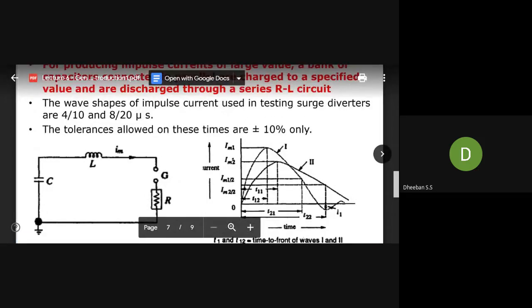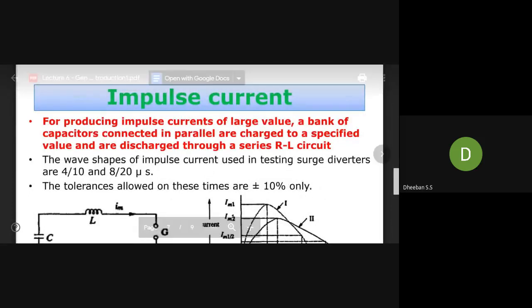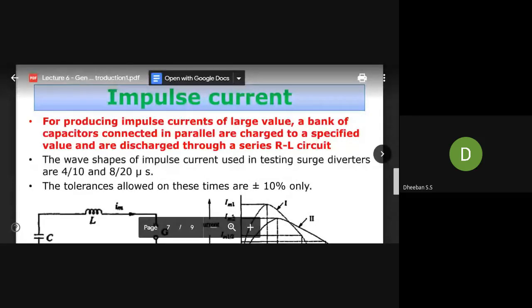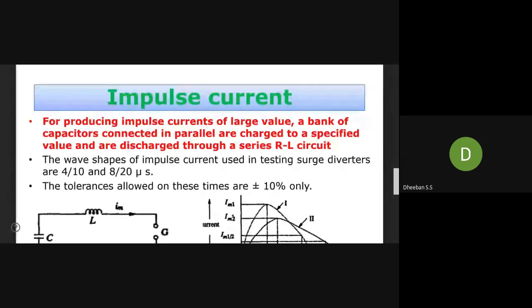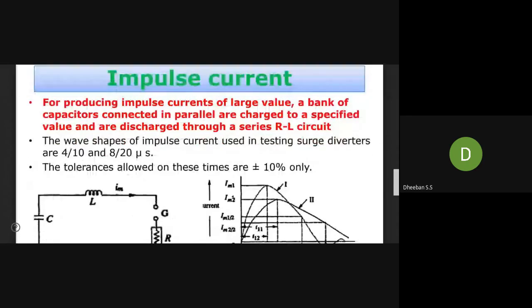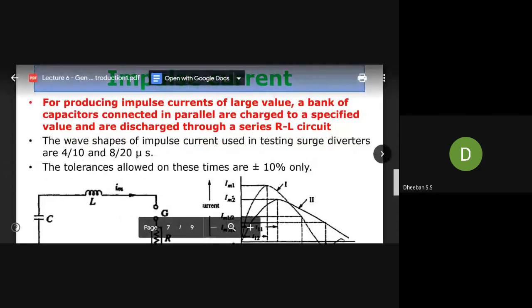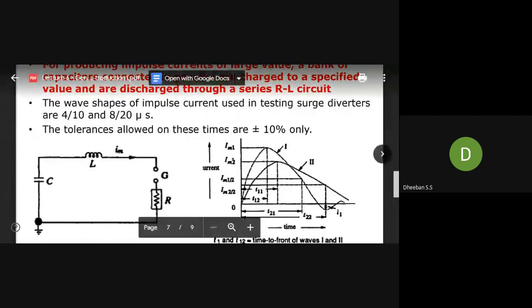What is the impulse current and how can it be produced? For producing impulse current of a large value, a bank of capacitors connected in parallel are charged to a specified value and are discharged through a series RL circuit. This is a simple concept: to generate a very high impulse current, they charge a capacitor and discharge it through an inductor and a resistor.